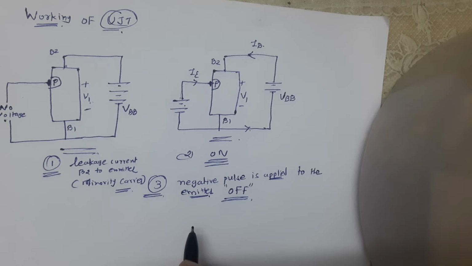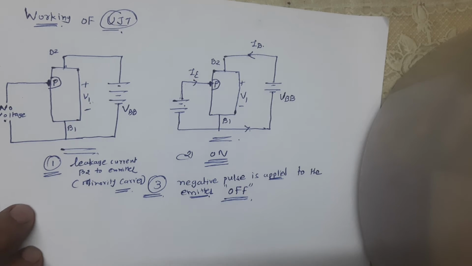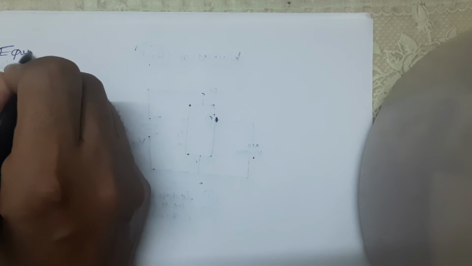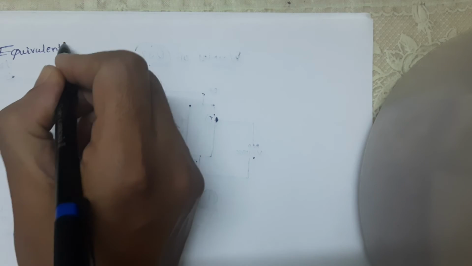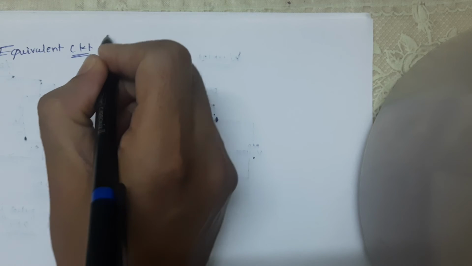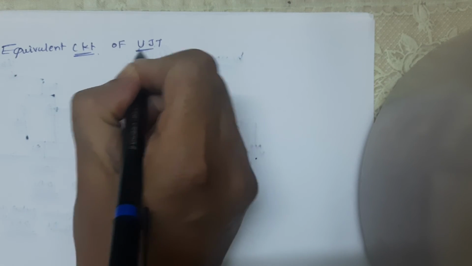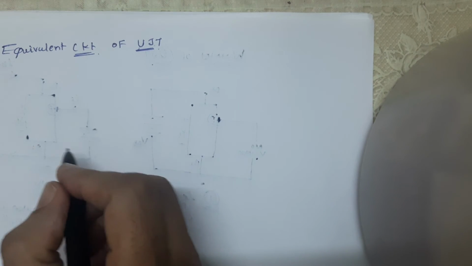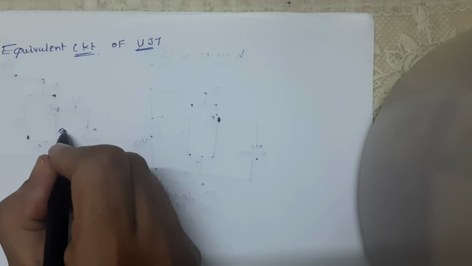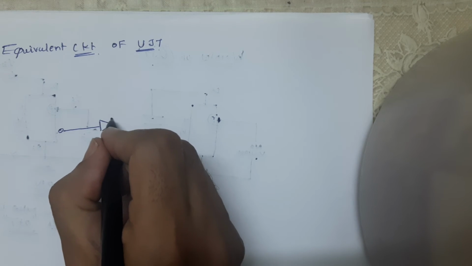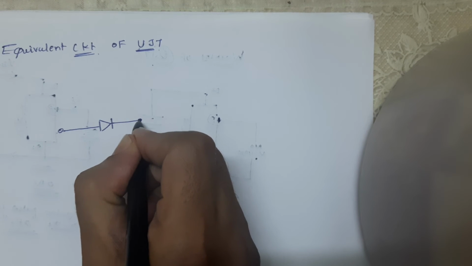Now we will discuss the equivalent circuit of a UJT. So for this, there is a need of an equivalent circuit. We are discussing now the equivalent circuit of UJT. So this is the equivalent circuit. This works as a diode, so we use this in the form of a diode.